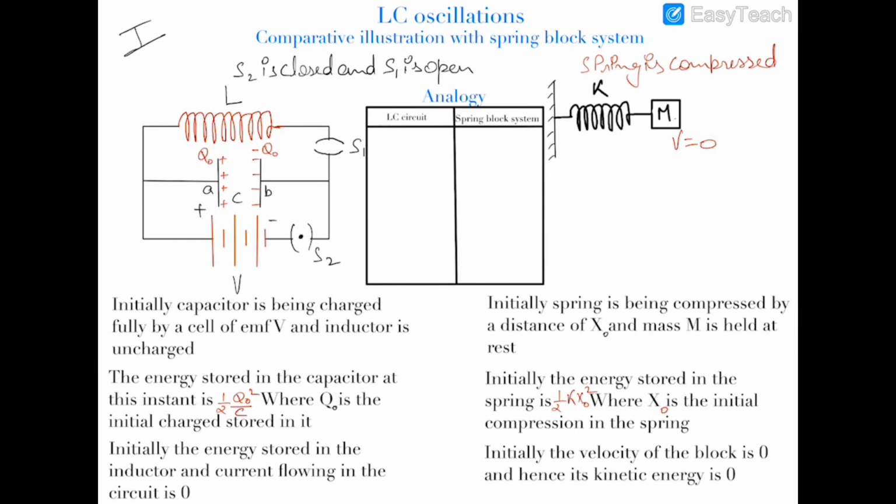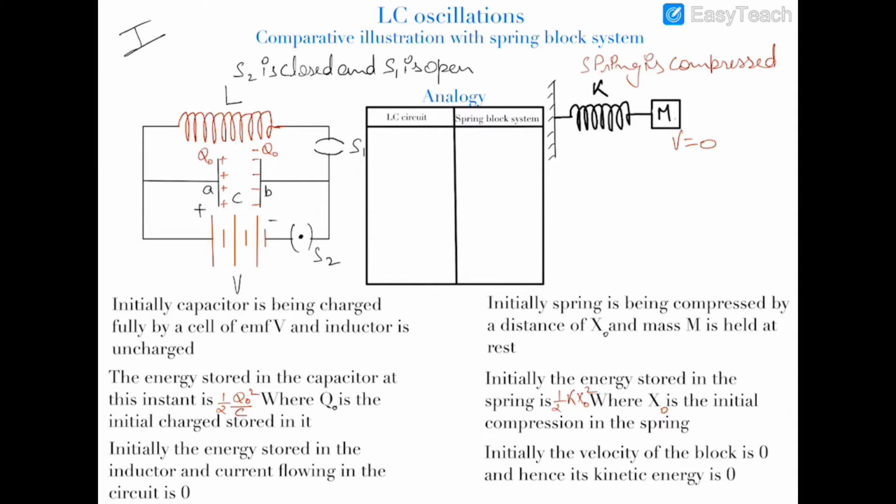Hello guys, in this video we are studying a very important topic which is LC oscillations, and this topic is very important as far as IIT Advanced is concerned. So I am explaining you this complete topic with a comparative illustration with spring block system.